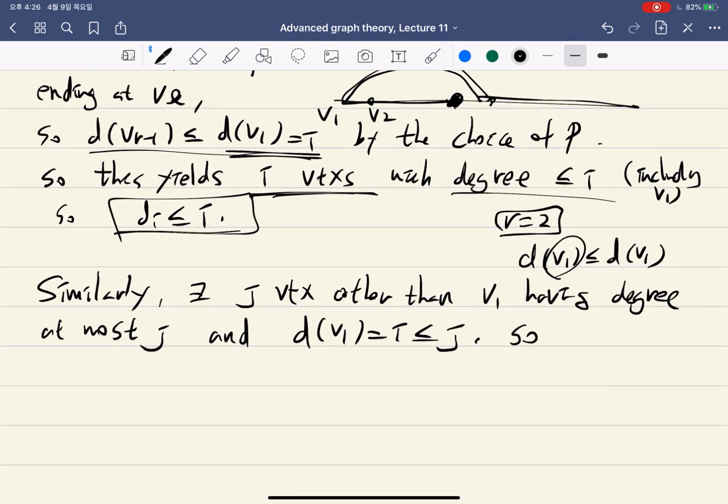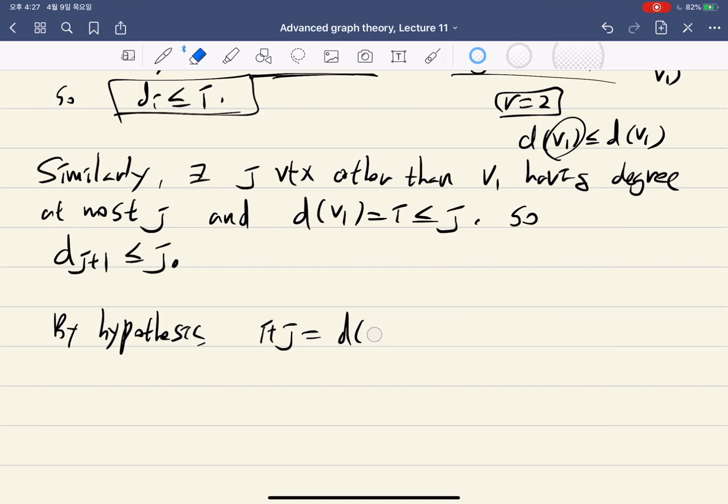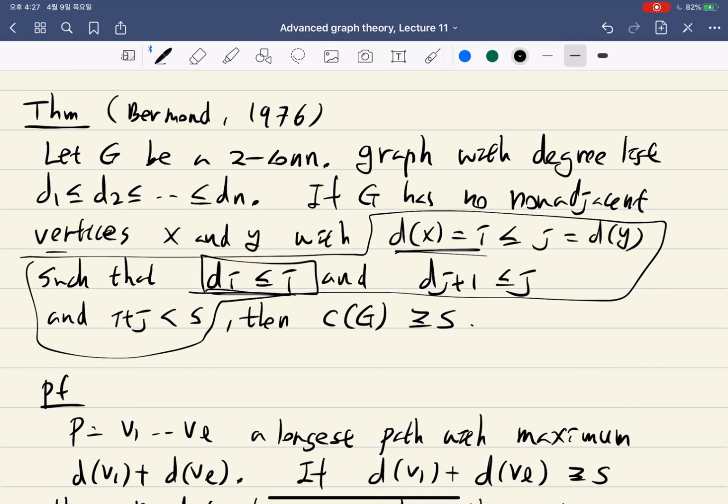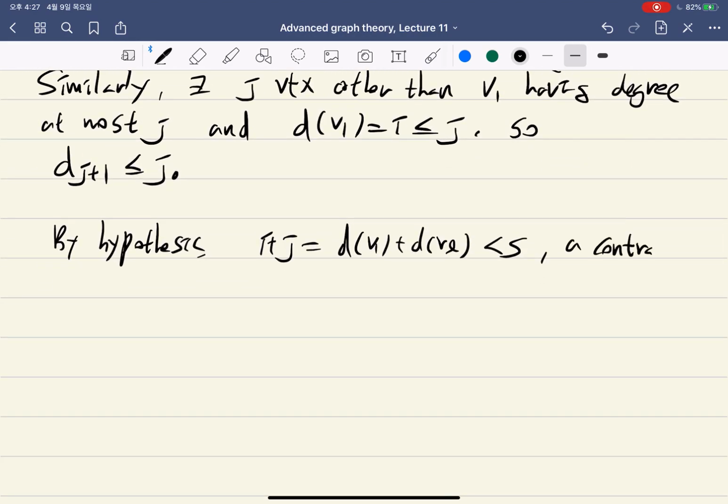So there are at least j plus 1 vertices with degree at most j. So this satisfies the condition. And what do we know? By the hypothesis, i plus j, which is degree of P1 plus degree of PL, is smaller than s. So that's exactly how this condition is forbidding, a contradiction. So this proves this theorem.